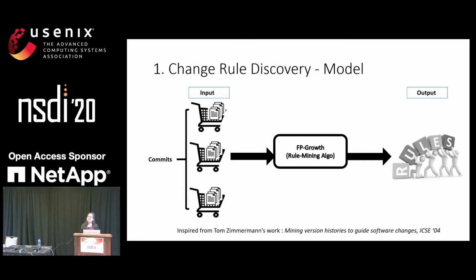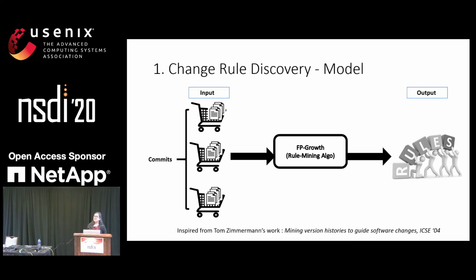A commit is a set of code changes made by a developer at one point of time. A group of such commits is input to an association rule mining algorithm, which in our case is FP growth, and this algorithm outputs a certain set of correlations or rules. This idea is inspired from Tom Zimmermann's work on mining version histories to guide software changes.